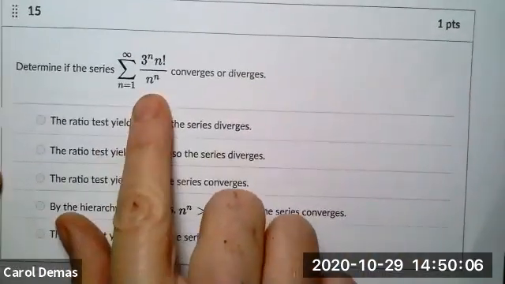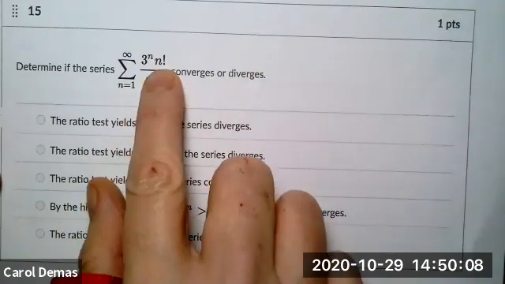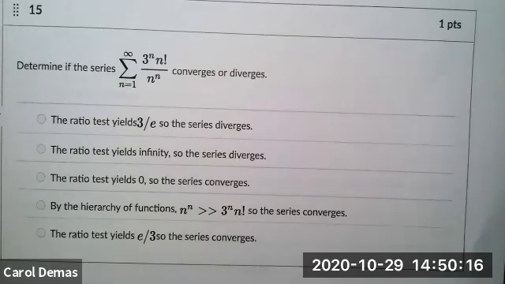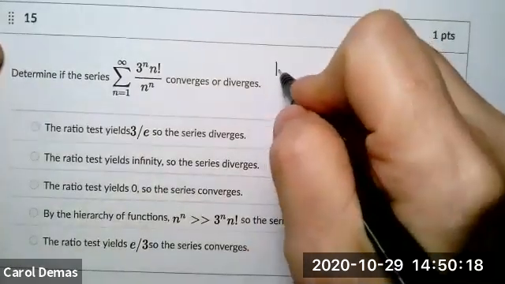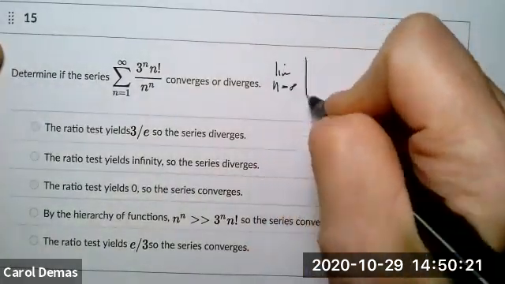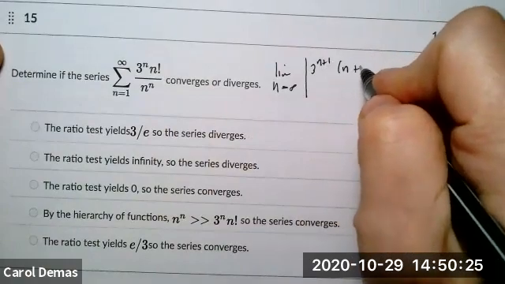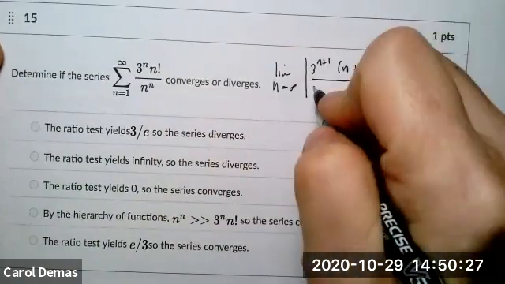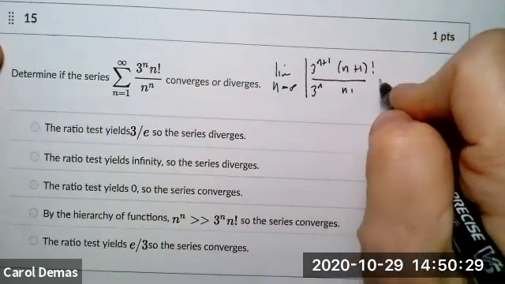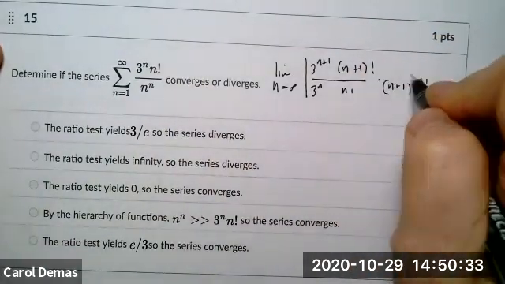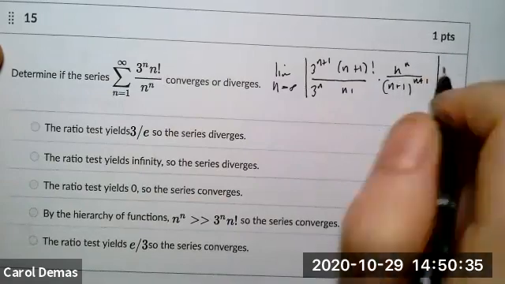All right, how about this one? If you see factorials, what test do you want to use? Ratio. Exactly, ratio. So let's do the ratio test. So we're going to have 3 to the n plus 1, n plus 1 factorial over 3 to the n factorial times n plus 1 to the n plus 1 over n to the n.